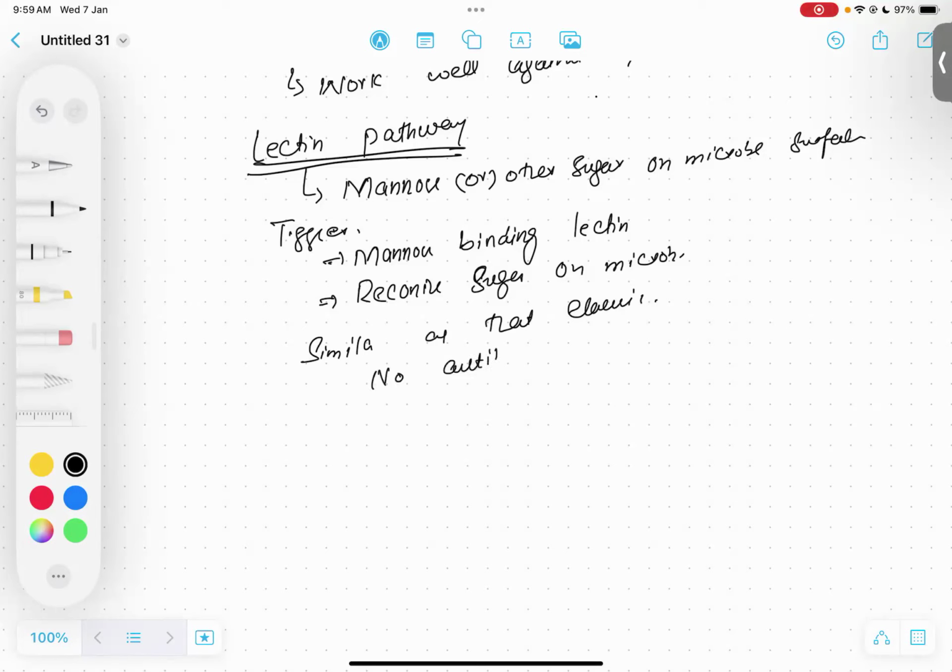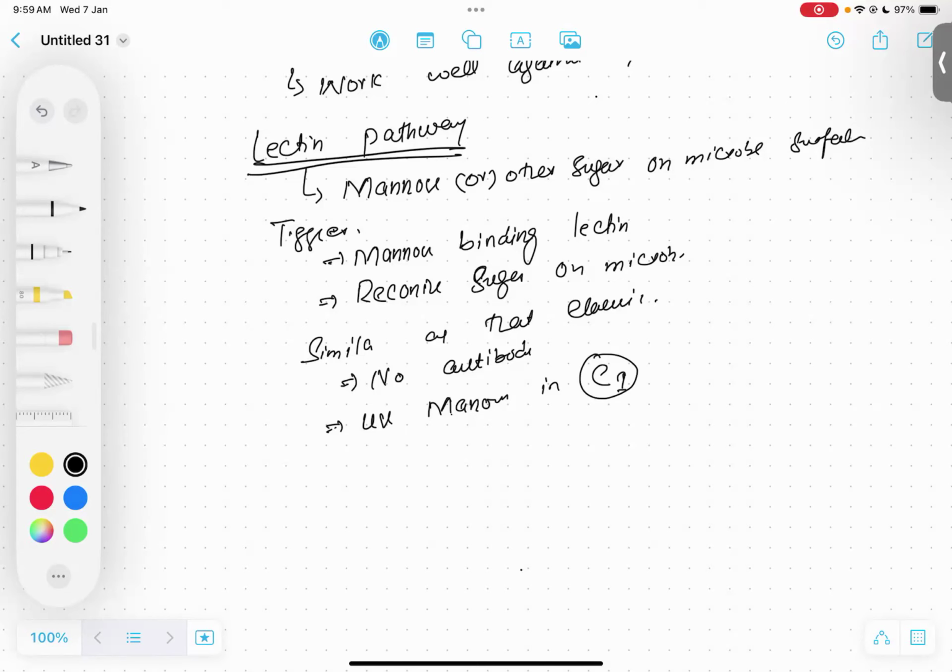But no antibody is required here, and it uses mannose-binding lectin instead of C1 as in the classical pathway. Okay, doctors, so these are the three pathways, and these three pathways eventually form C3 convertase.